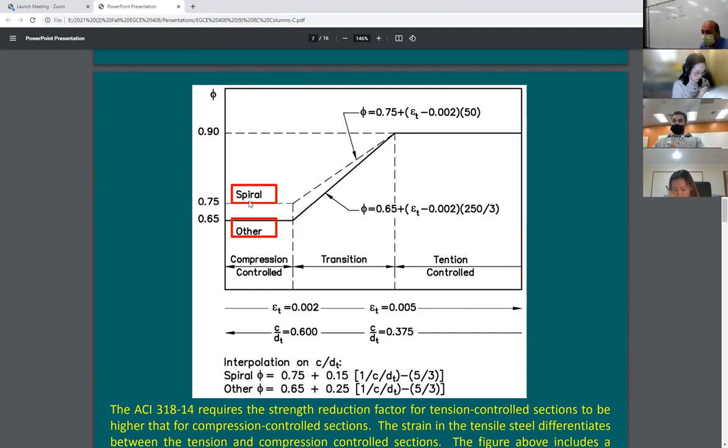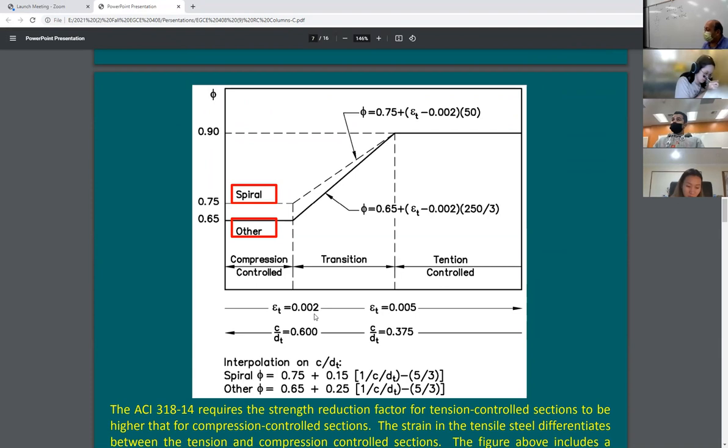Say, if you have your circular section, then you have the spiral, or maybe a rectangular section with a spiral reinforcement, the phi factor is going to be 0.75 if the tensile strain is going to be lower than 0.002. You're going to say, well, in my case, I'm working here with only an axial loaded member. There is no moment yet on the column.